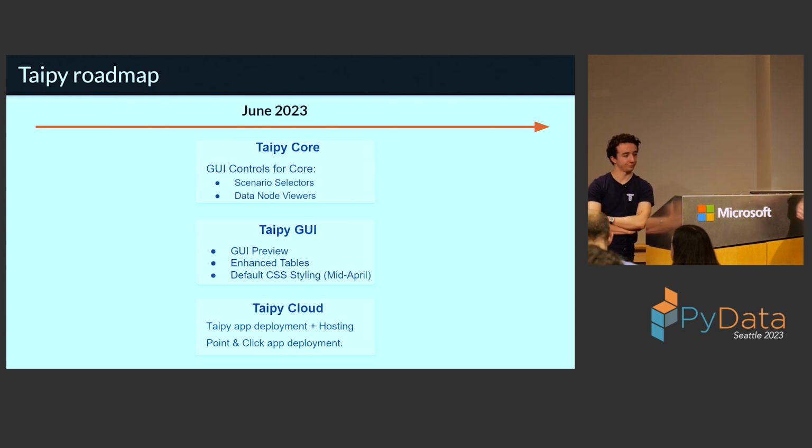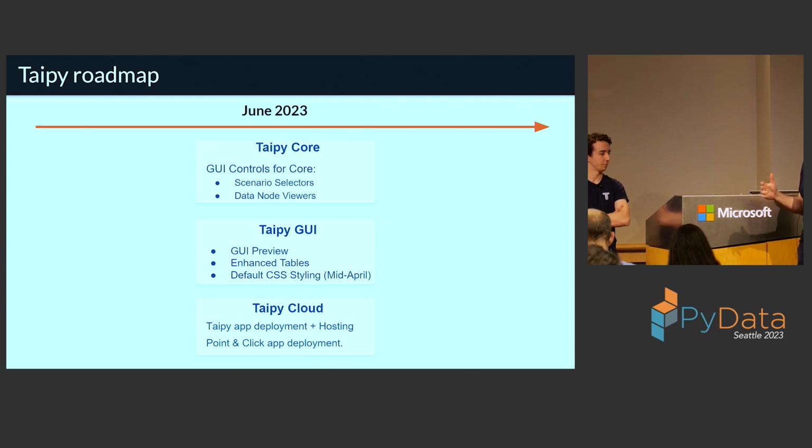Taipy Core. This is where we will bring the GUI and the core together, where we will provide graphical components to visualize a scenario with its data nodes, with its tasks, so you'll be able to query the data itself. All of this will come as a graphical component. So that will potentially make the development even faster.